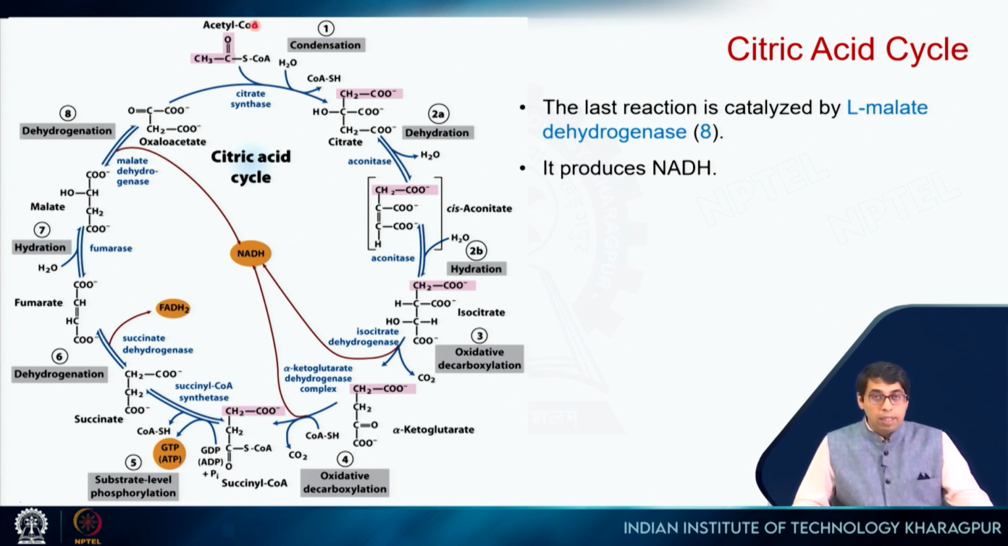So, ultimately what happens? The 3 carbons of pyruvic acid are converted to 3 carbon dioxide molecules. So, its oxidation is completed. All the electrons are stored up in NADH and FADH2, and also 1 molecule of ATP is synthesized.